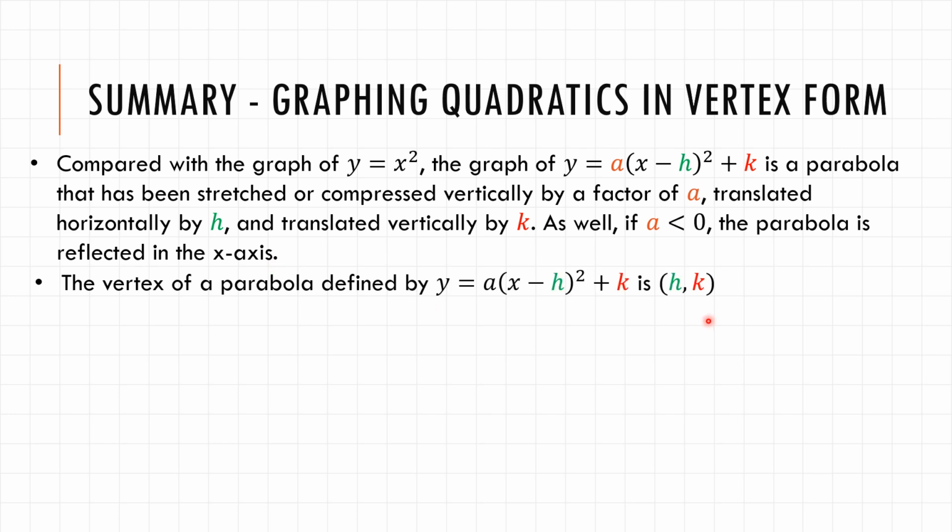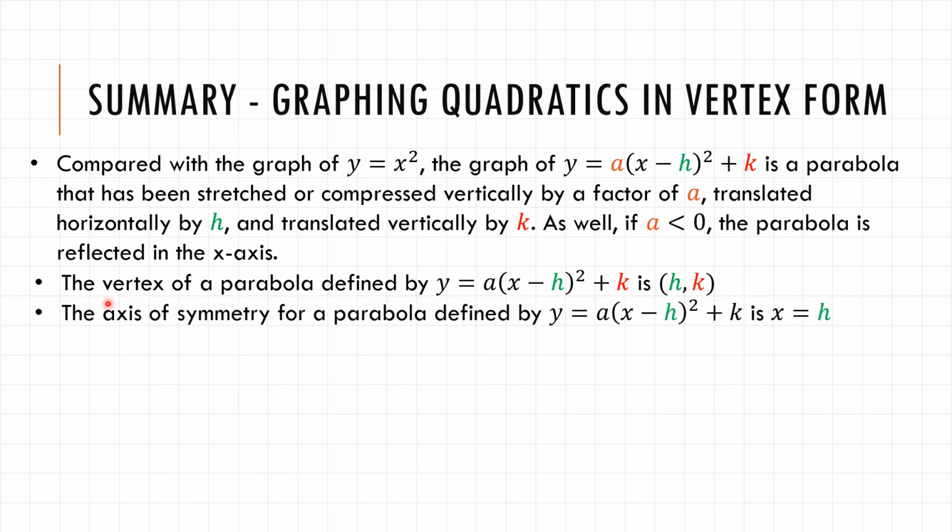The vertex of a parabola, this is called vertex form because it's really easy to pull the vertex of the parabola from the equation. Just look at these two numbers, h and k. The axis of symmetry is a vertical line that creates sort of like a mirror of the parabola, and its equation is x equals whatever this number is, h.